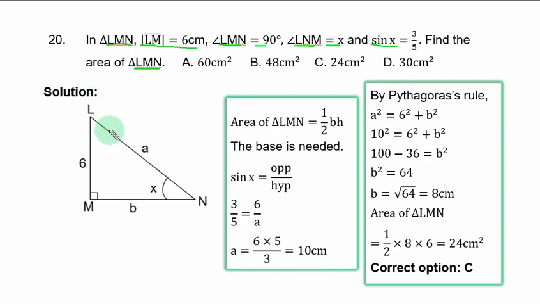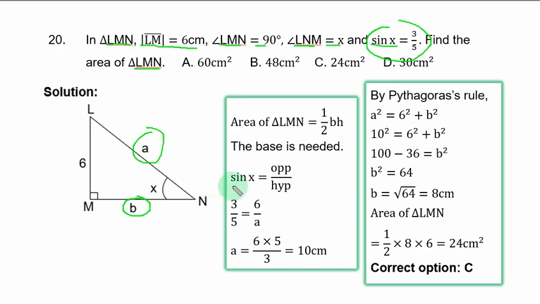Now we have to find the area. The area is half times height times base. So the base B is needed. Now the information that sin S is equal to 3 over 5 will help us to find A first. So once A is obtained, you can get B.